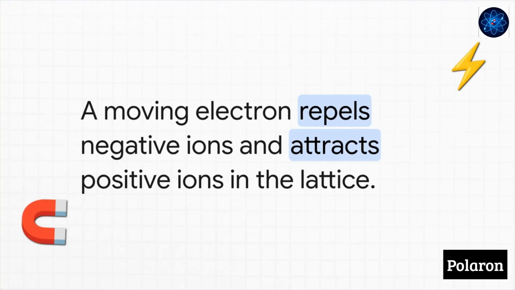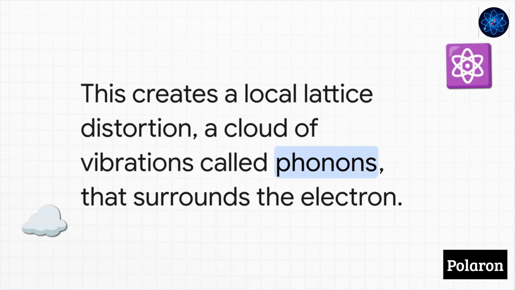Picture this. Our electron has a negative charge, so as it travels through this lattice, it's going to push away other negative charges and pull the positive charges in closer. It basically acts like a tiny, moving magnet, warping the space around it. And all of that pushing and pulling creates a little ripple, a distortion in the lattice that follows the electron around like its own personal shadow. In physics, we call this cloud of vibrations a phonon cloud. You can almost think of it as the electron creating its own little personal earthquake as it moves.